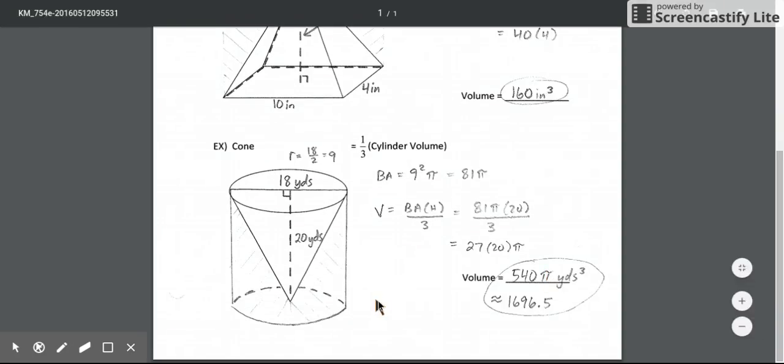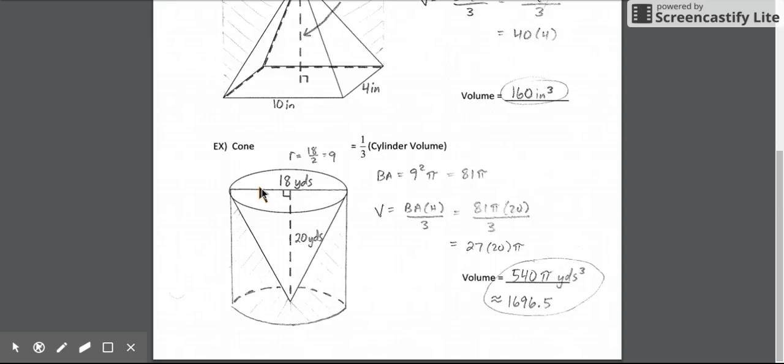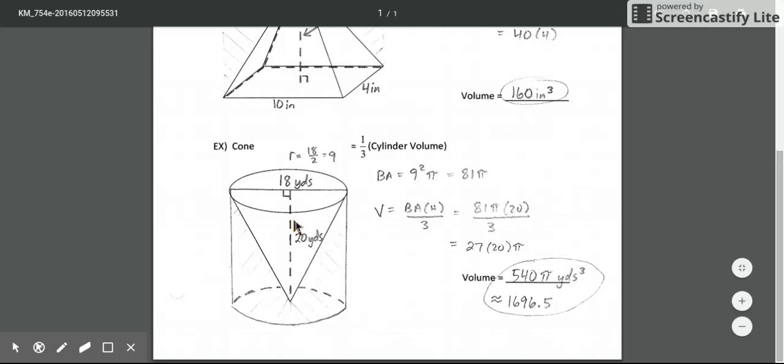In a similar way, a cone is actually just a third of a cylinder. So we do the exact same formula. If we find our base area and multiply by the height of the cone and divide by 3, we'll get the volume of our cone. So the base shape this time in a cone is going to be a circle. So to find the base area, we need our radius.